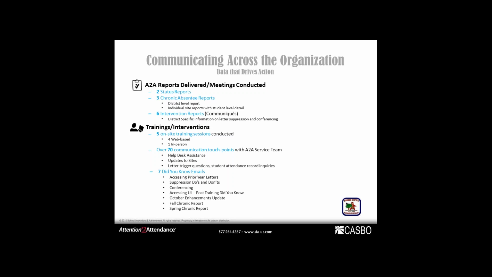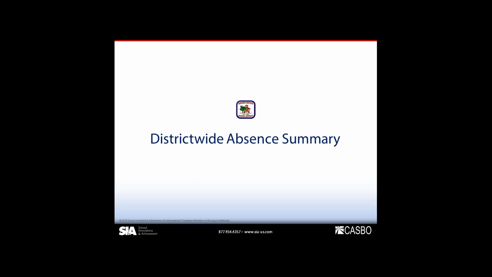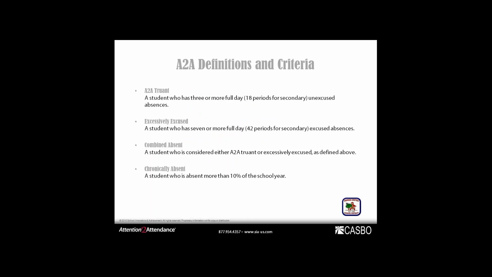As we go through, we've done 5 on-site trainings. 4 of them are web-based and 1 was in person. We've had 70 communication touch points with the help desk, updating the sites and working on our letter triggers. And I put that in there because the team at SINA is accessible enough that we can call and get answers very quickly. My staff can call and my school sites can call, and they're very responsive when we have issues that we need to take care of. And then there are emails that come out that keep us up to date on do's and don'ts. They go to our staff. So it's that continual communication, just keeping attendance on everybody's radar.